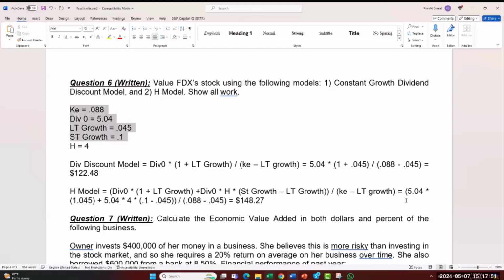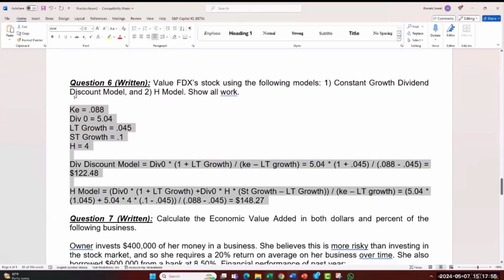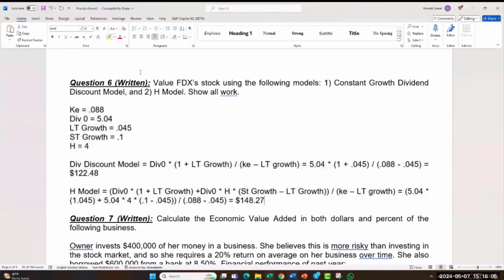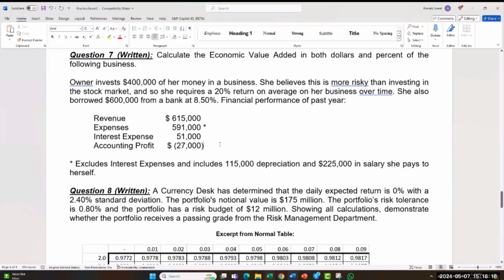I don't know if anyone can confirm those numbers, but it depends on what KE you used. It's possible in question 6, I might give you a different discount rate just so I don't have so many different answers. It depends, but it may be just like this problem. We'll see. All right. Any questions on that? All right. I'll keep going.